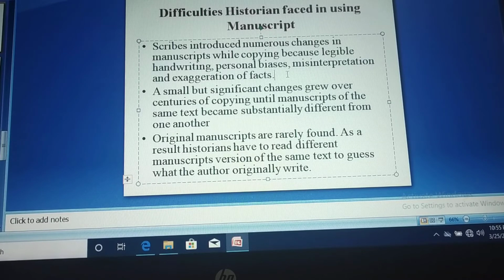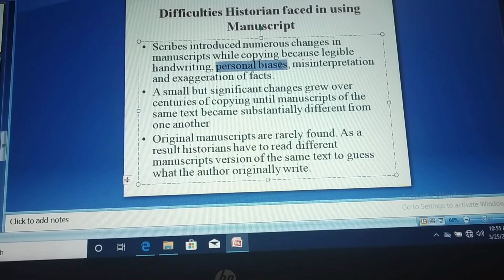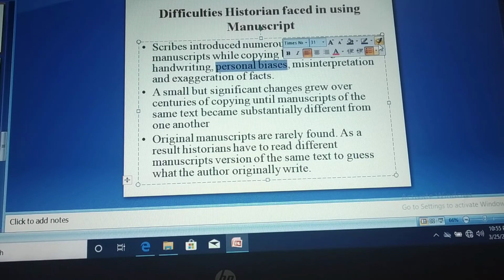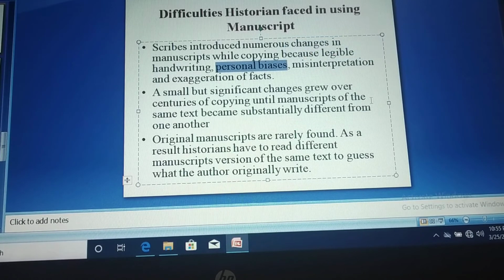The second problem was personal biases. These manuscripts were written by poets employed by rich people, mostly kings, rulers or nawabs. So they had to write good things only. They could not always write the truth. Anyway, they had to make their employer happy. Right? So while reading, we cannot trust them fully because they were fully influenced by personal biases.